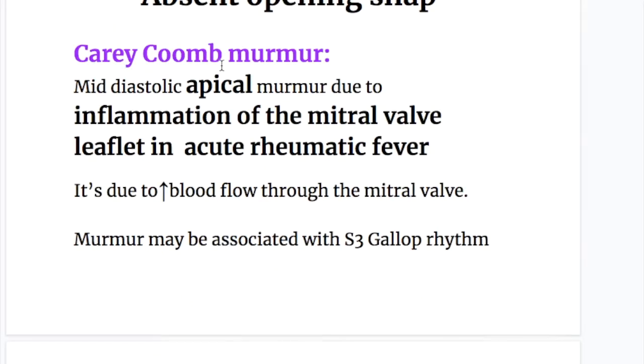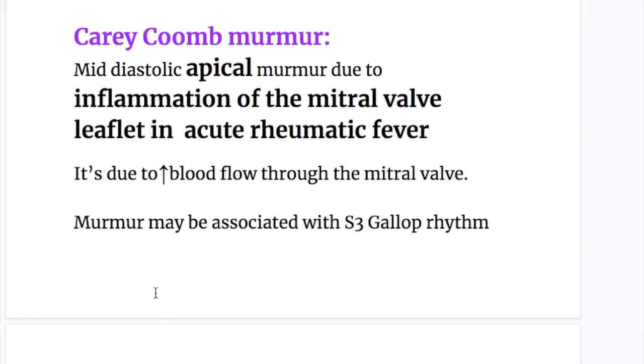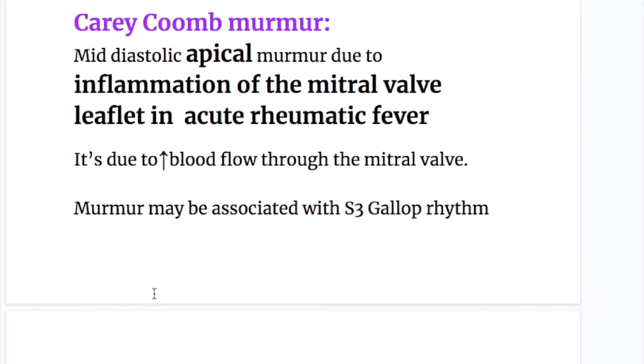Now the Carey Coombs murmur. It's a mid-diastolic apical murmur due to inflammation of the mitral valve leaflet in acute rheumatic fever. It's due to increased blood flow through the mitral valve. The murmur may be associated with S3 gallop rhythm.